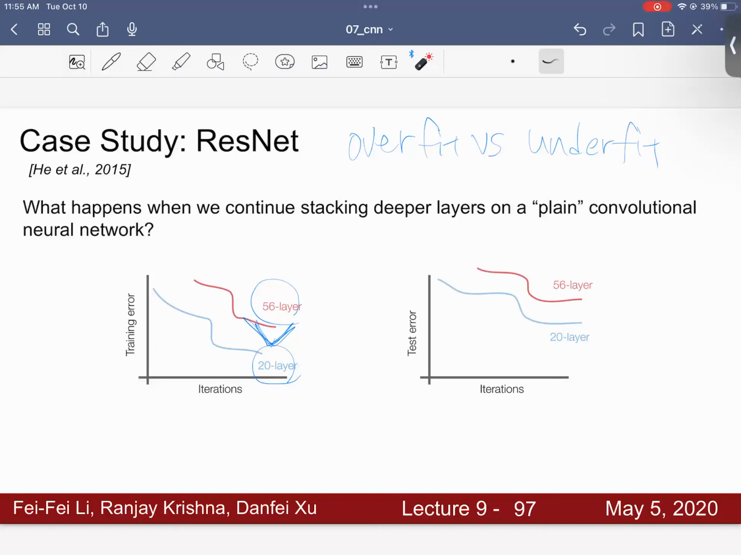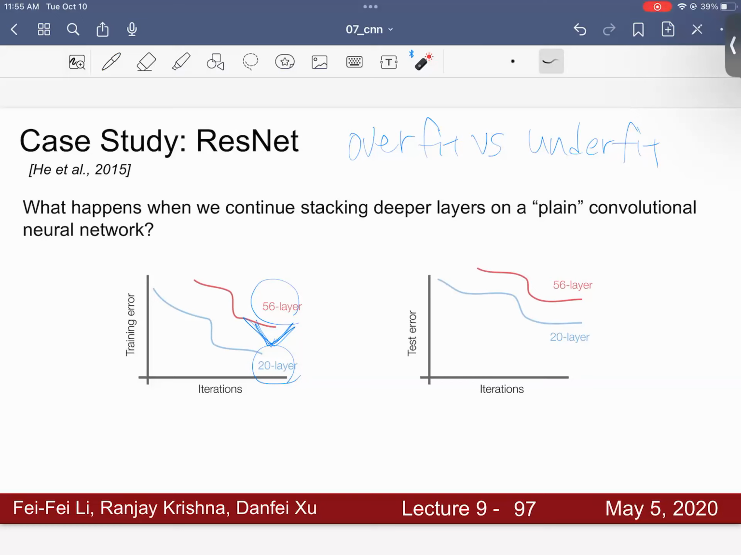So you can see that it's neither overfitting nor underfitting. If it was overfitting, you would see the training error here and the testing error here. That would be overfitting. But the training error is here, the test error is here, so it's not overfitting nor underfitting. Right? So what is this problem?